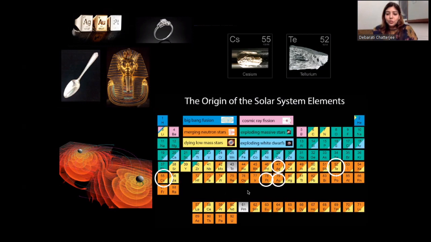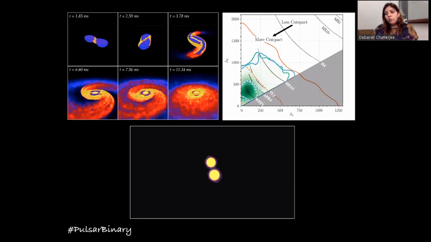Also, let's look at what this taught us about the behavior of matter in the interior of neutron stars. So this is what I've been talking about in this talk. So basically looking for signatures of this exotic matter, right?